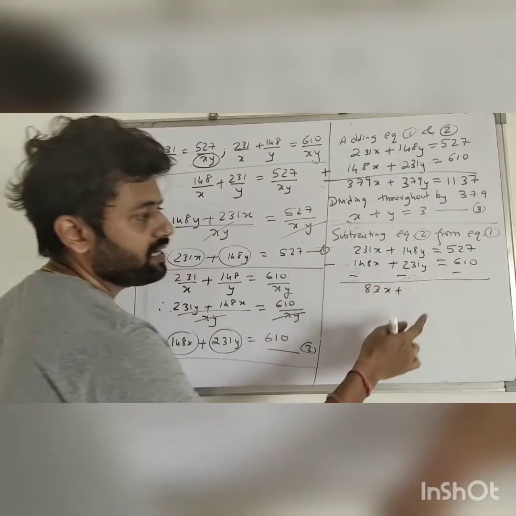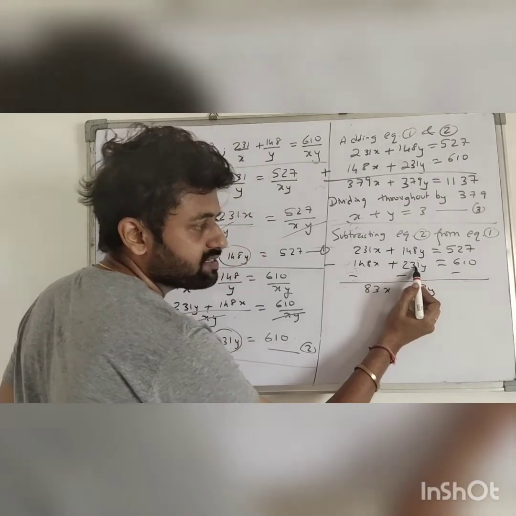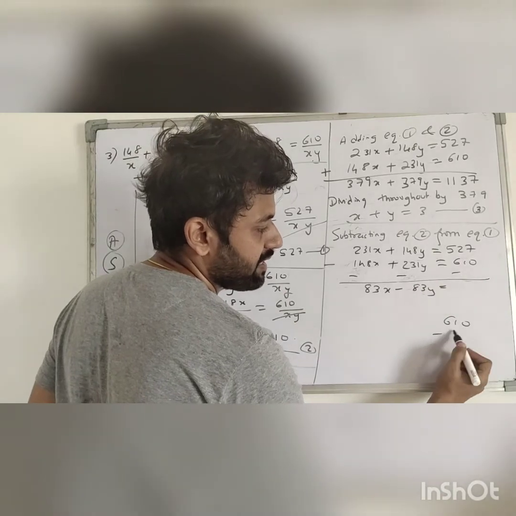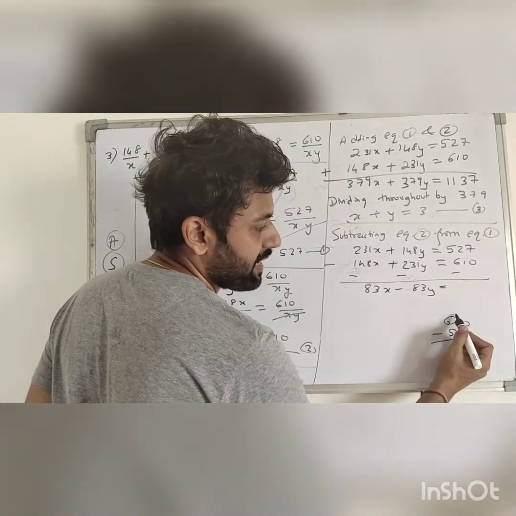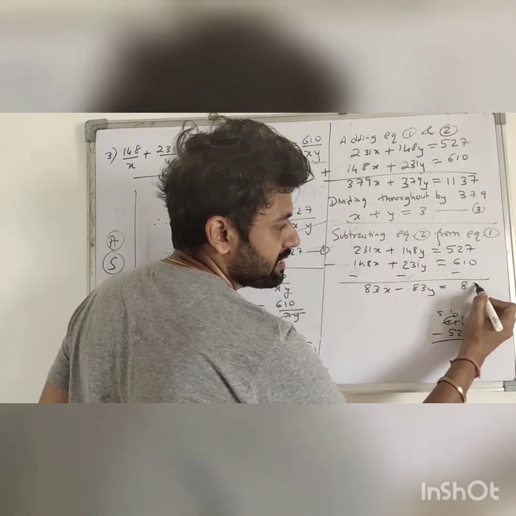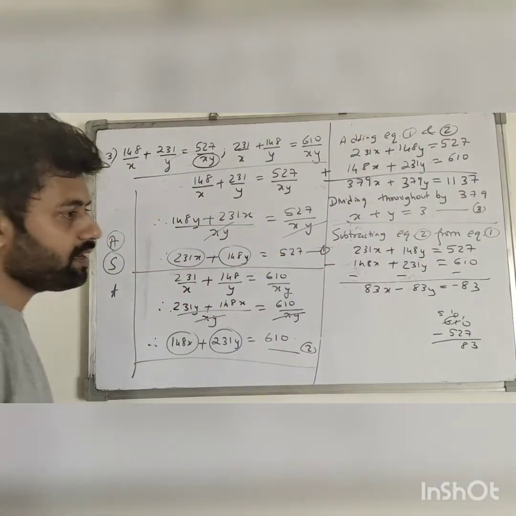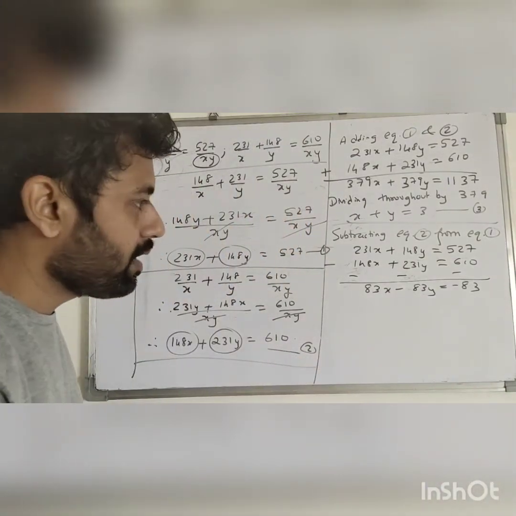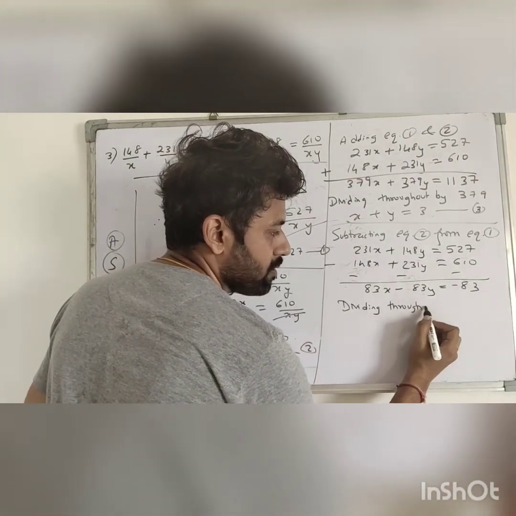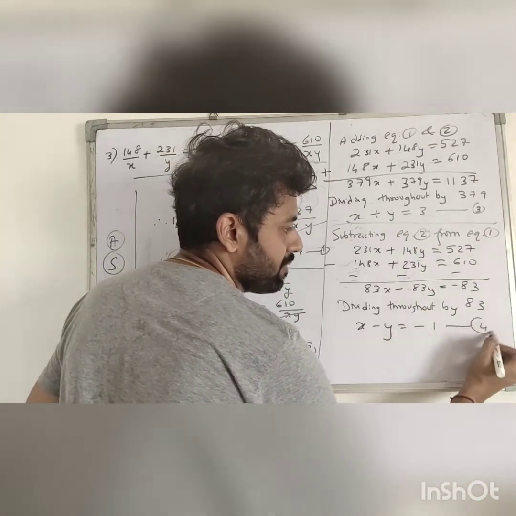Plus minus minus, 231 minus 148. Again, you will get 83y. This time, sign of the greater number: 231 is the greater number, its sign is minus, is equal to plus minus minus 610 minus 527. I am subtracting it, borrowing, 10 minus 7 is 3, borrowing again, 10 minus 2 is 8, I get 83, of course sign of the greater number. I get a chance of dividing throughout by 83. I get x minus y is equal to minus 1, equation number 4.